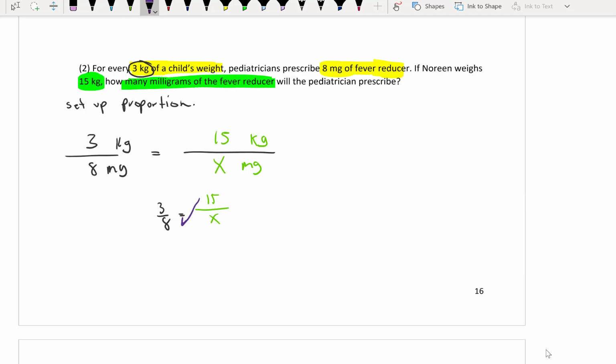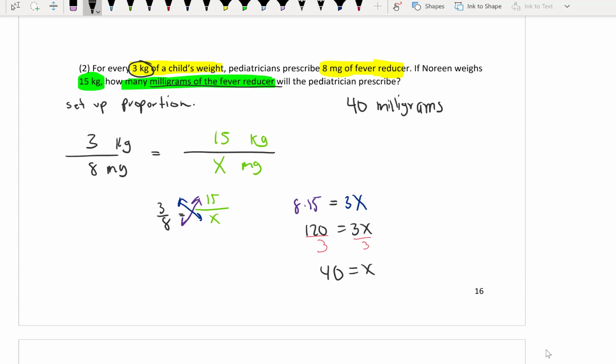So when I cross multiply, I have 8 times 15 is going to equal 3x. So 8 times 15 is equal to 120. So to get the x by itself, I'm going to divide by 3 on each side. So I get that 40 is equal to x. And remember, x represented the milligrams of the fever reducer. So you need 40 milligrams of that fever reducer.